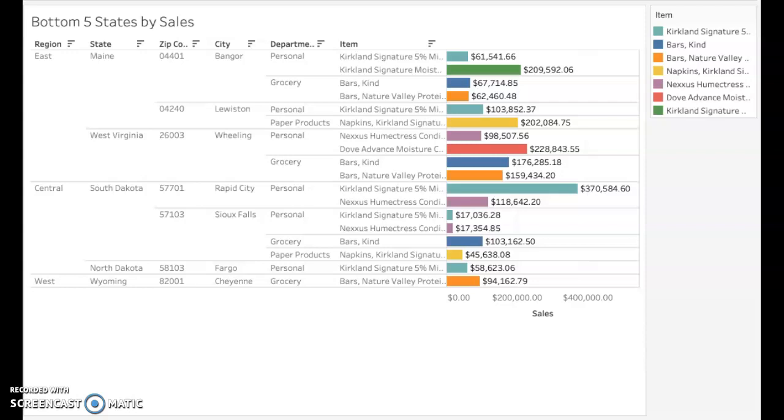I chose this visualization format because it was similar to the top 5 states visualization, therefore easier to compare. This visualization is meaningful because it shows how they need to improve, and that is by distributing more diverse products to those states.